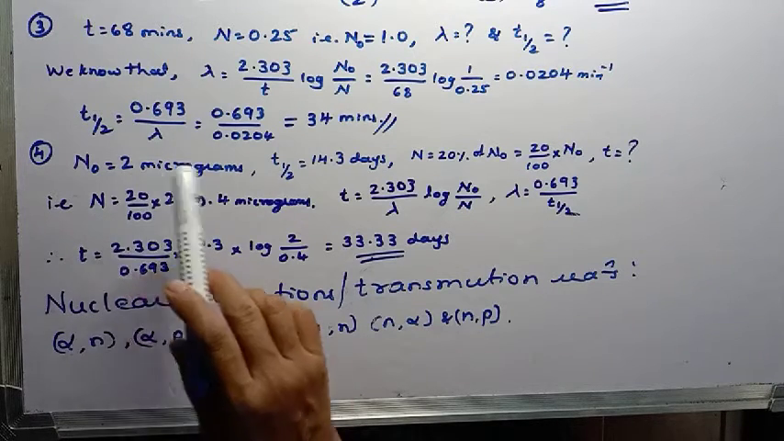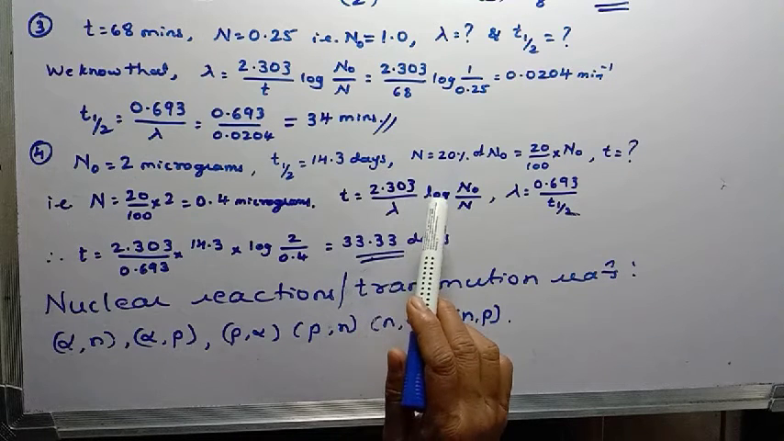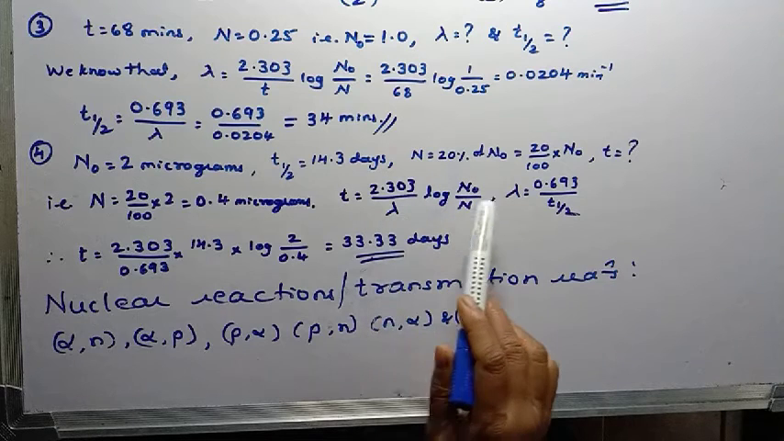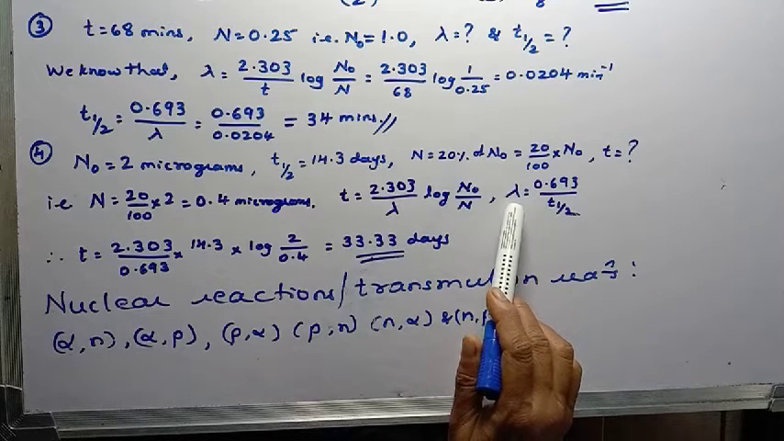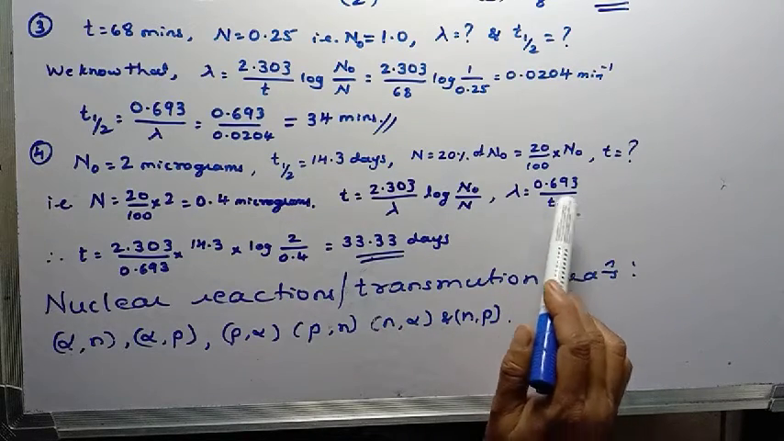N0 is 2. We know this relation: t is equal to 2.303 by lambda log N0 by N. But they have not given lambda, so we have to calculate lambda. Lambda is equal to 0.693 by T half, which is given.